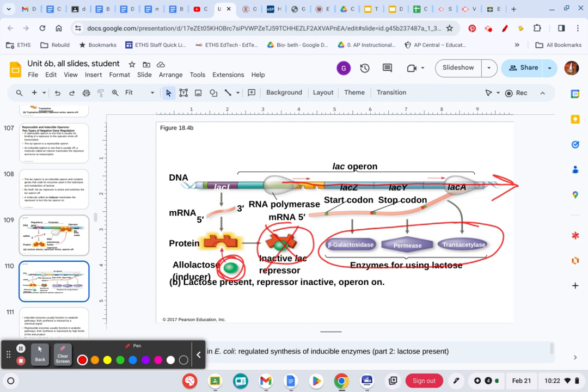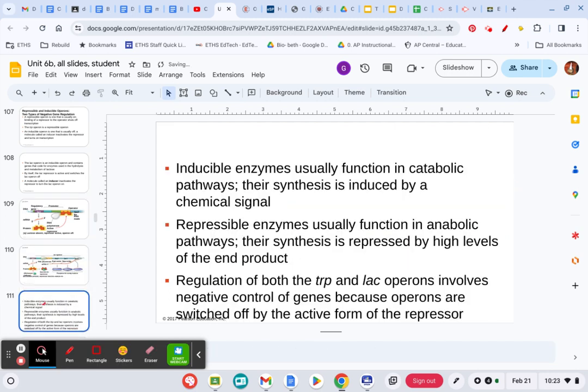Okay, that's called inducible because the molecule that is in the environment, in this case lactose, is going to induce or turn on the system. In the case of tryptophan, the product is going to cause it to turn off. So that's repressible. But in this case, we're turning it on. So it's inducible. How's that? Does that make sense? Yeah.